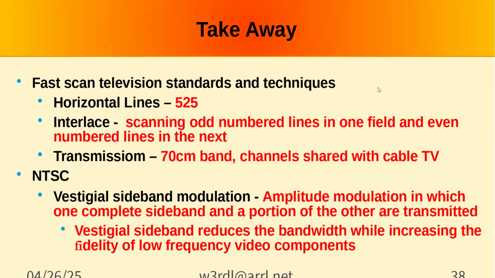We talked fast scan. It was 525 lines. They do odd, and then they do even, and do different fields as part of a frame. You can do it on the 70 centimeter band, whatever frequencies between channel 12 and 13. Even receive it on an analog commercial TV if you still had one.